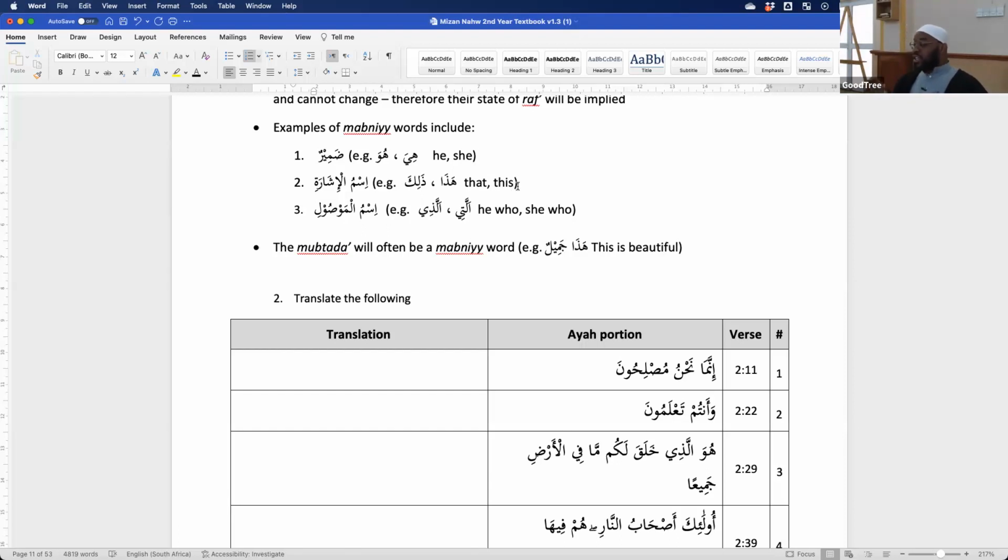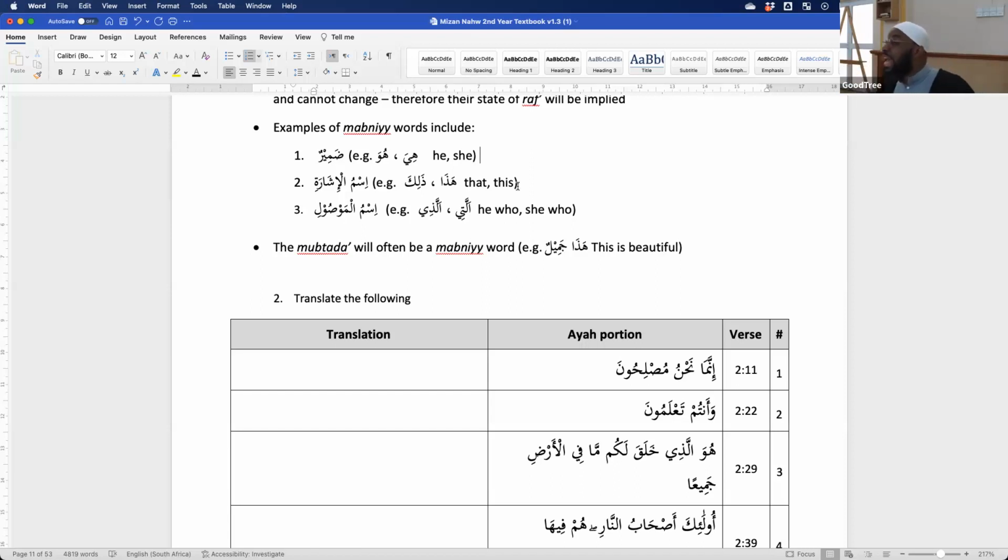Generally when you make a sentence with an ismul ishara, then the khabar will be indefinite. For example, dhalika babun, that is a door. But if I now say dhalika al-bab, what does it mean? That door. You will know that from your notes in ismul ishara. But sometimes in a certain context, when you say dhalika al-babu, can you see the difference? You say that is the door. It looks exactly the same. The only difference in translation is the fact that it's in a different context. Make sense? You can't see it now. We have to assume that there is some context like that.